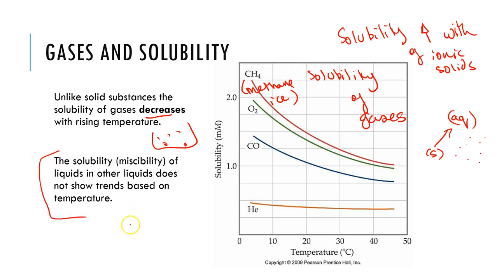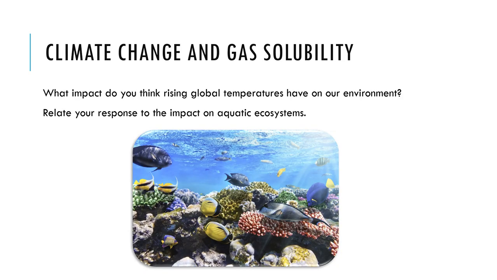Liquids, when two liquids dissolve into each other, we refer to it as miscibility. This doesn't change with temperature. That is based more on the polarity of the two liquids, whether or not they're miscible, and that doesn't tend to follow trends in terms of increasing miscibility or not with temperature.